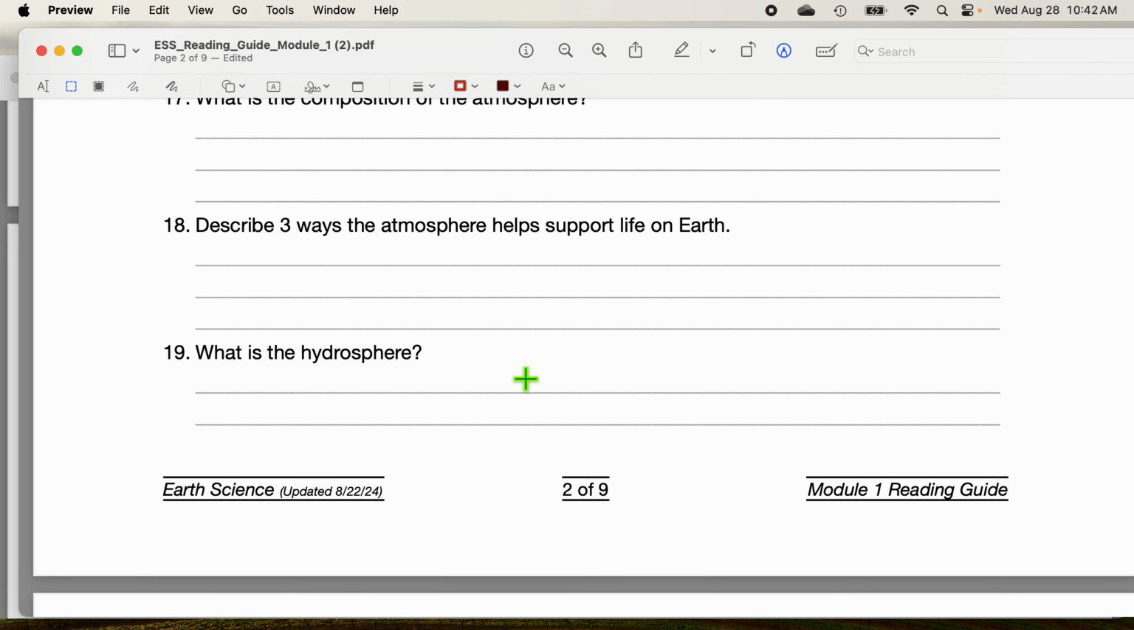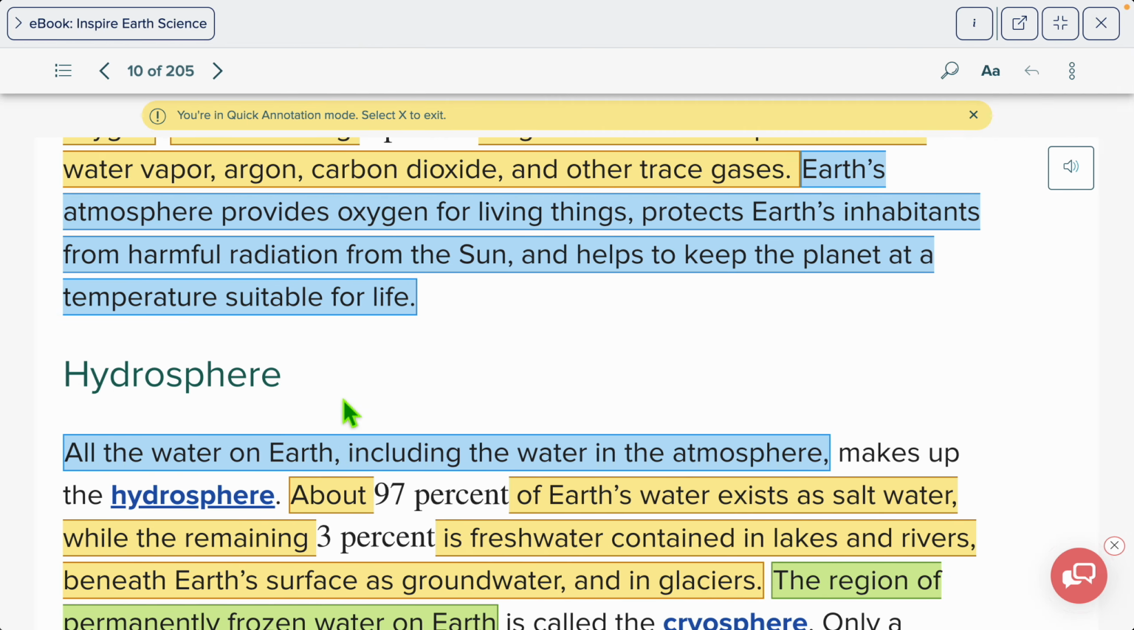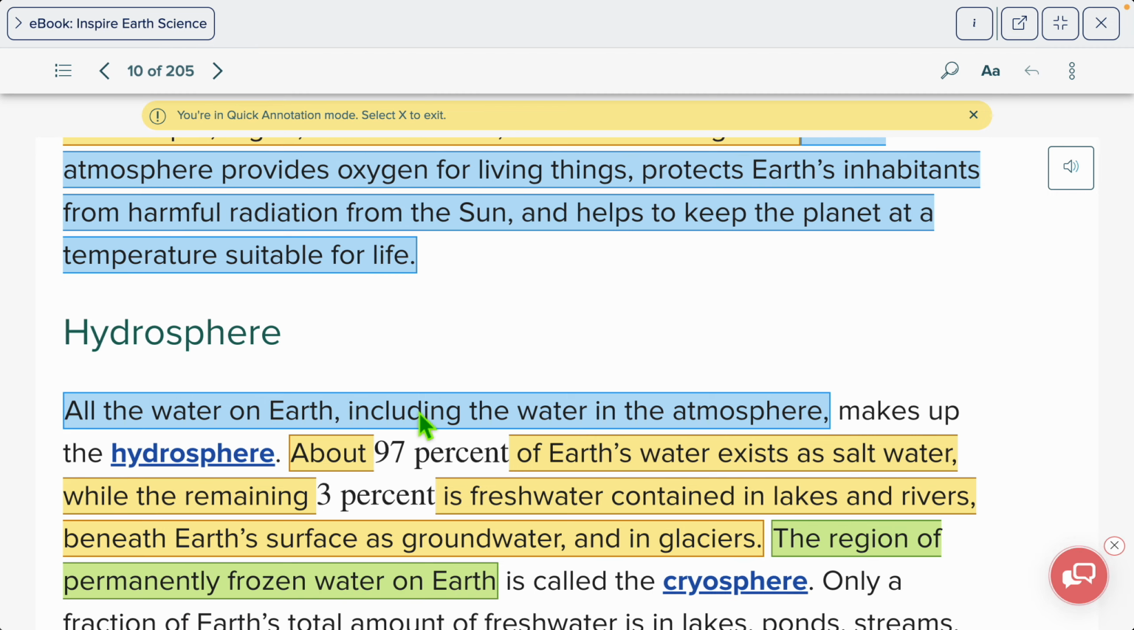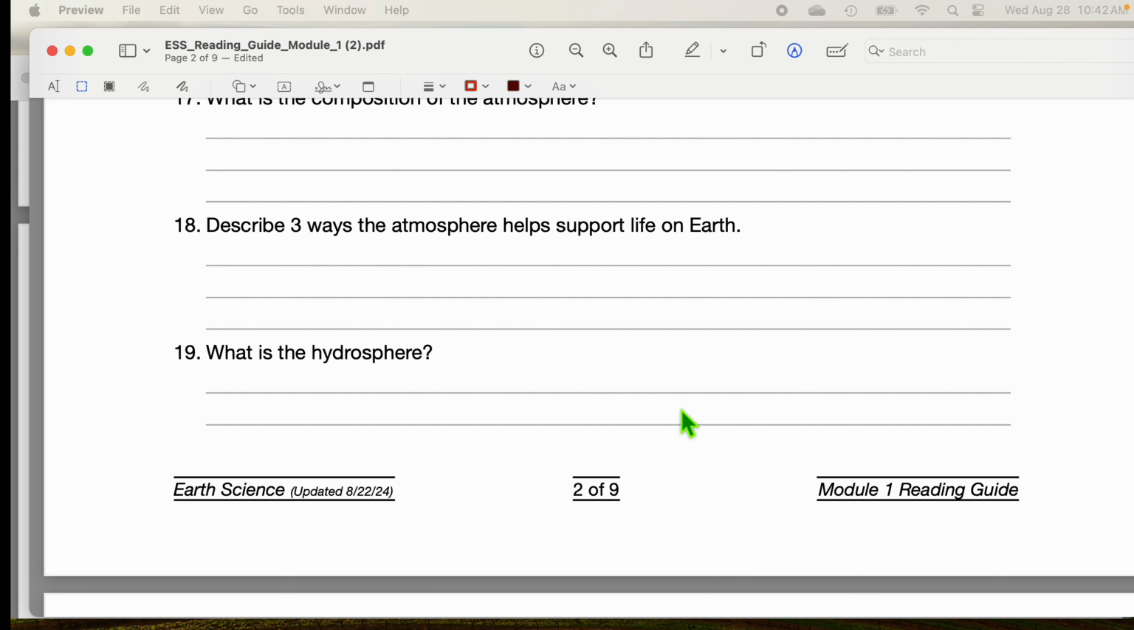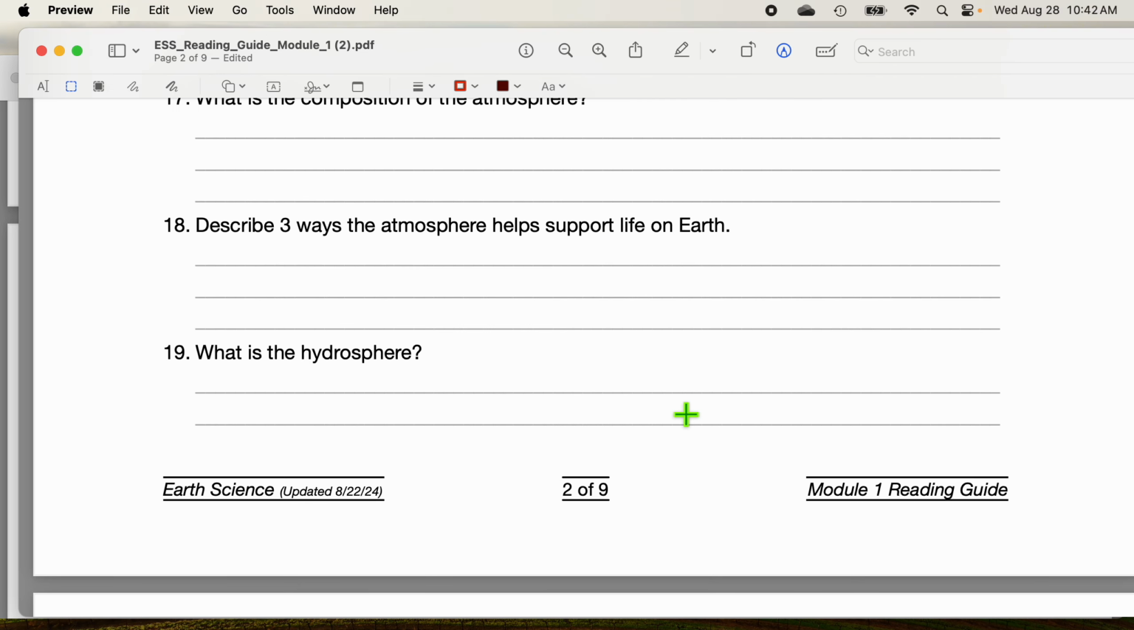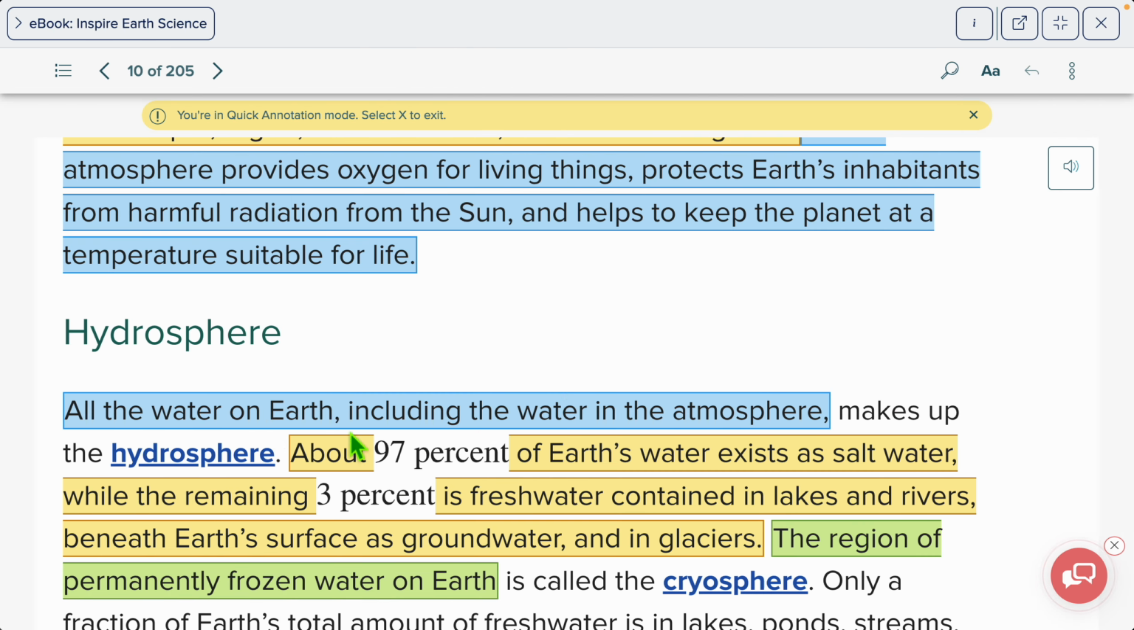Yeah, 18. Number 19, what is the hydrosphere? Well, all the water on Earth, including the water in the atmosphere, makes up the hydrosphere. So there's your answer for that one. So what is the hydrosphere? Number 19, sorry. What is the hydrosphere? All the water on Earth.